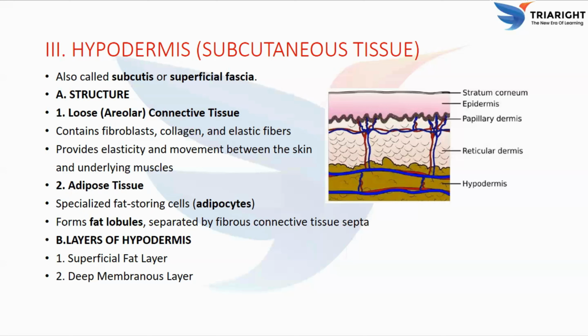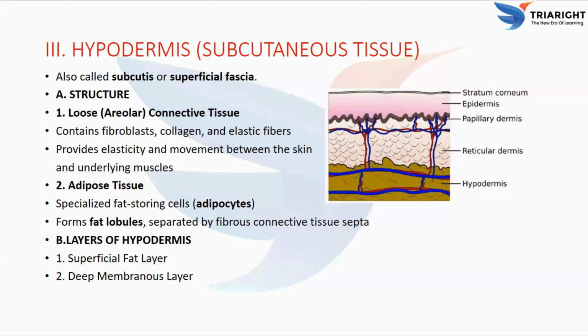Next, it is composed of adipose tissue. This adipose tissue is specialized fat-storing cells, and it forms the fat lobules which are separated by fibrous connective tissue septa. Thickness varies by age, gender, body region, and nutritional status. So what are fibrous septa? They are dense connective tissue bands. They anchor the dermis to deeper tissues and create the compartments that contain fat lobules.